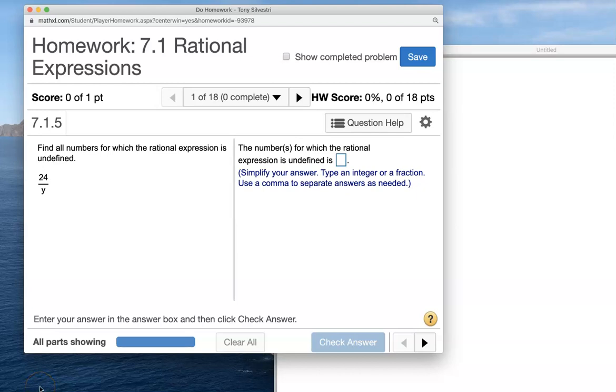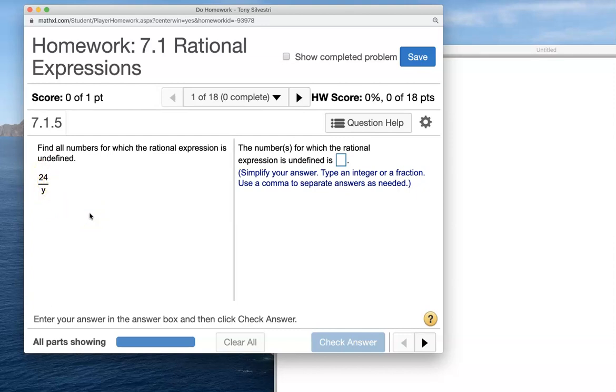Welcome to the next major section, Chapter 7. We're doing Chapter 7.1, something called rational expressions. Now, a rational expression, what is that? Well, think back in your previous math courses. They must have mentioned something called rational numbers. And a rational number is basically just a fraction, a numerator and a denominator. A rational expression is a fraction that has variables somewhere in it. And so a very simple rational expression is this guy right over here, 24 over y.